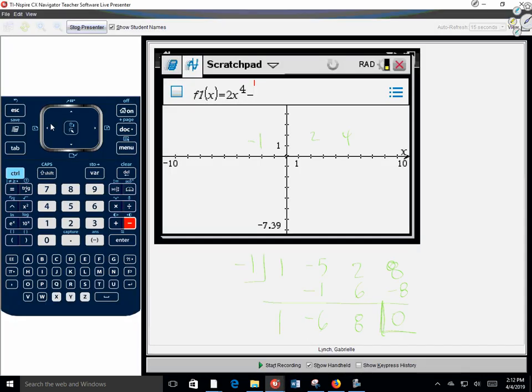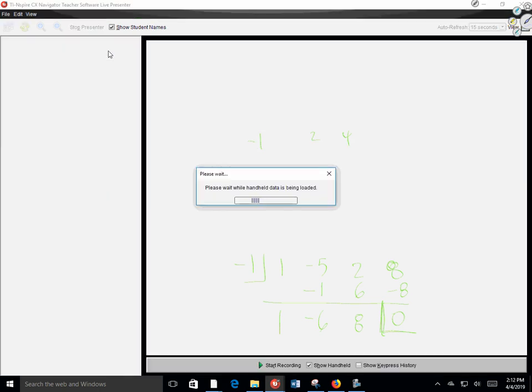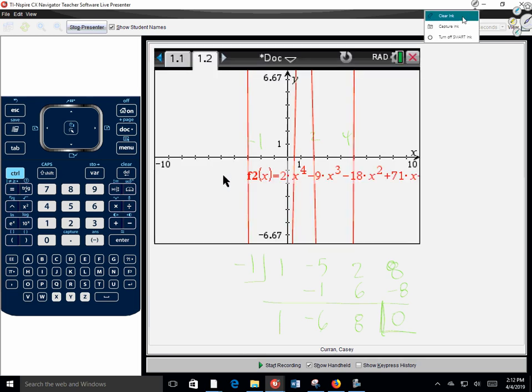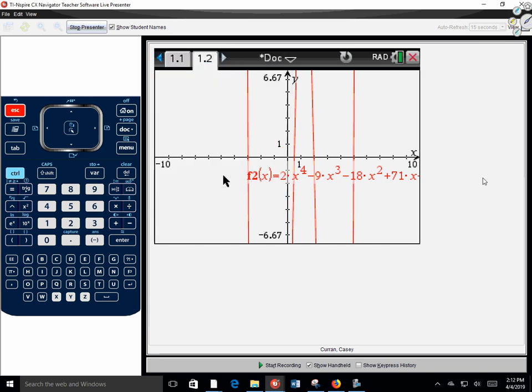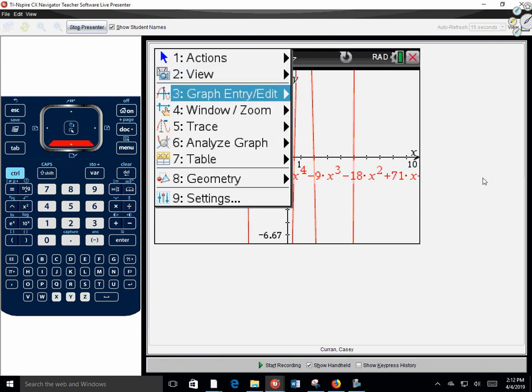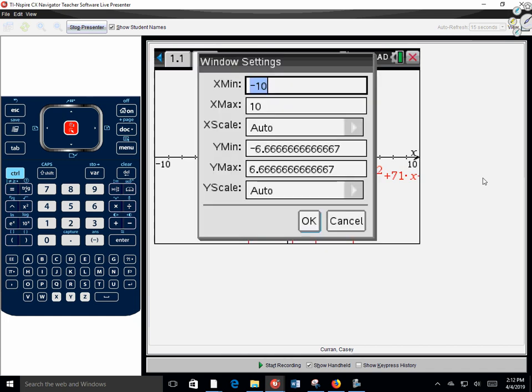Okay, let's see. Casey, is this yours graphed? All good? That's good, Casey. On this, Casey, we're not seeing a whole lot of this graph. Go ahead and window zoom, but don't mess with the X min, X max. But can you make the Y min like, I don't know, -1,000? Oh, wow. And Y max 1,000? I'm just making this up.